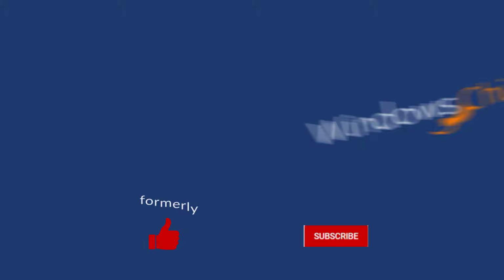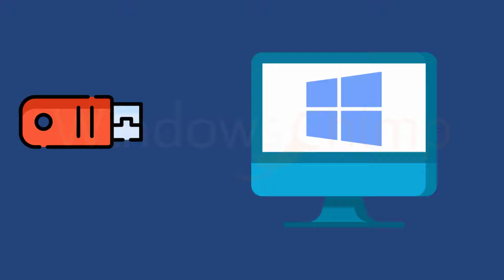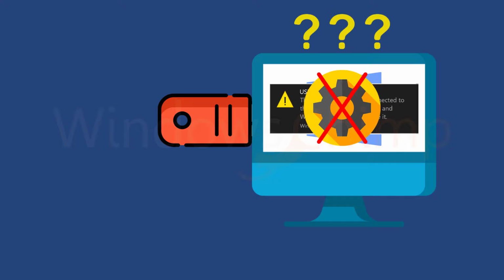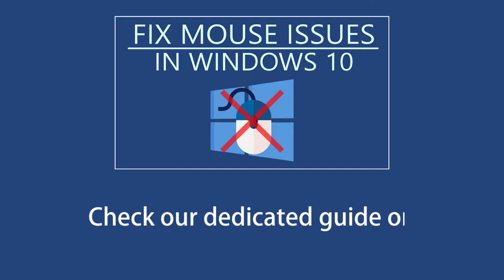Try common fixes. The USB device not recognized error usually appears when Windows 10 couldn't identify the device. This means it doesn't have the driver for that device or the driver is outdated. Before trying complex fixes, let's try some common fixes. Most of the time, these common fixes will solve your issue. If you are facing a USB device not recognized issue with a USB mouse, check our dedicated guide on mouse not working. Click the I button or check the description.